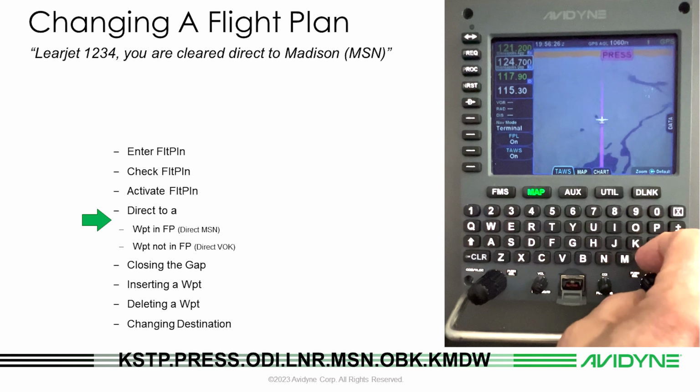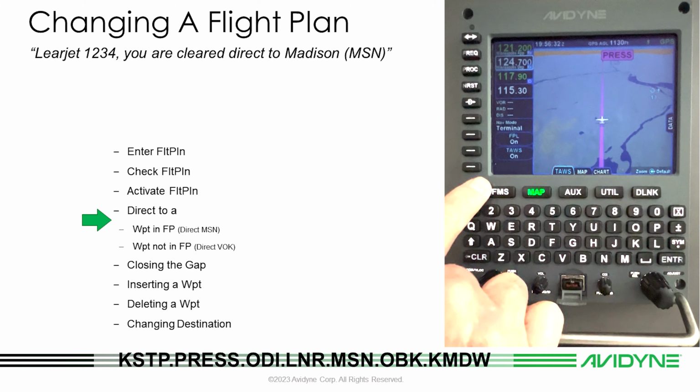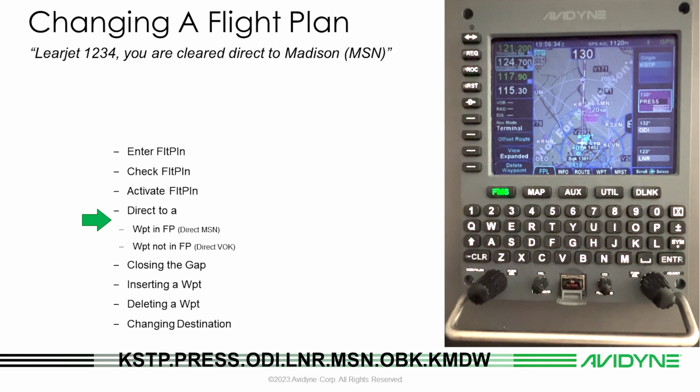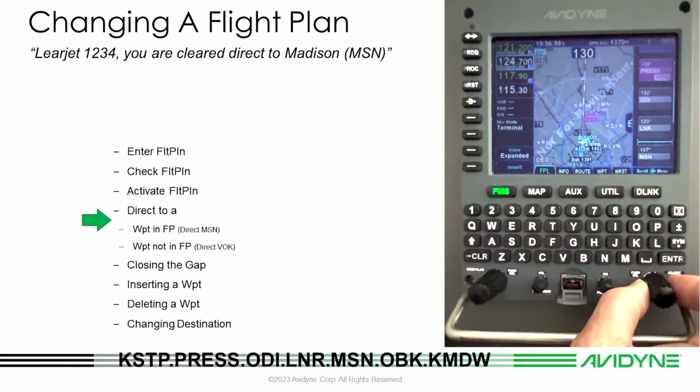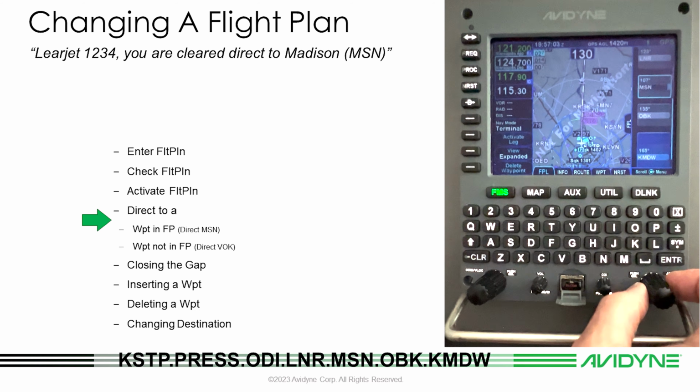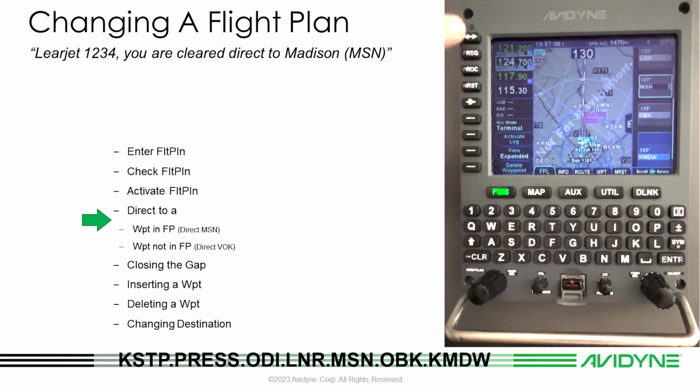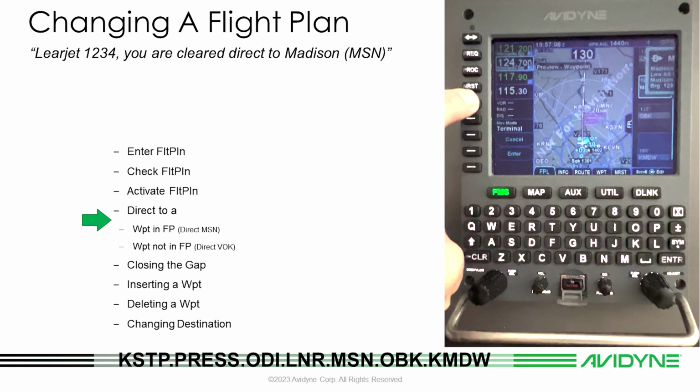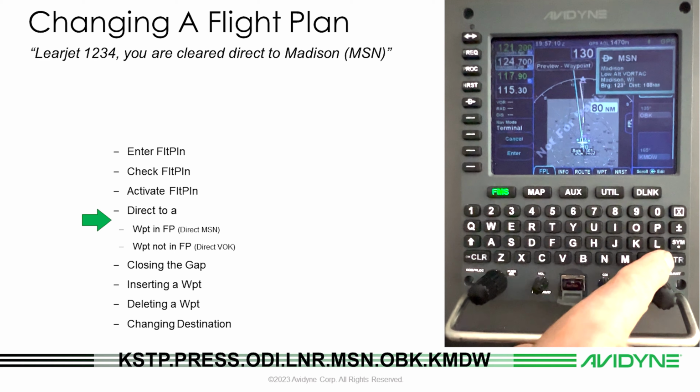One of the most common and welcome changes to a flight plan is when you are cleared to fly direct to a waypoint that is already in your flight plan. Since it's already in your flight plan, it's easy to select and go direct to it. In this scenario, you get a call from ATC. Learjet 1234, you are cleared direct to Madison. So let's scroll down to Madison and hit the Direct To button. Press Enter to acknowledge and enter again to confirm.